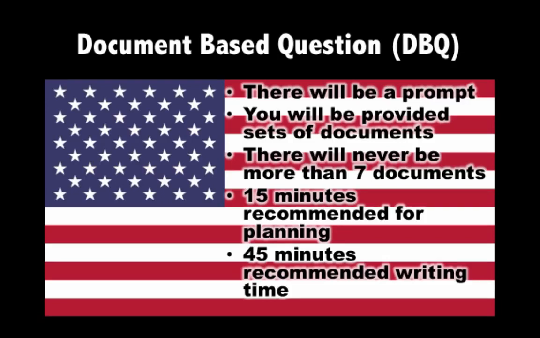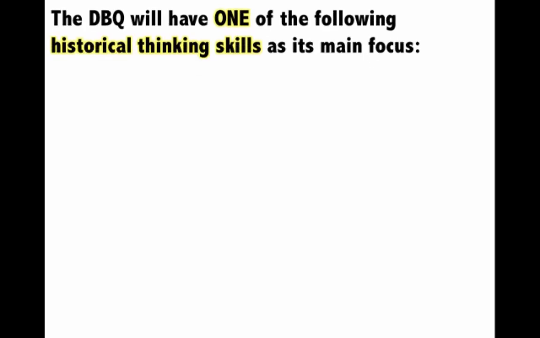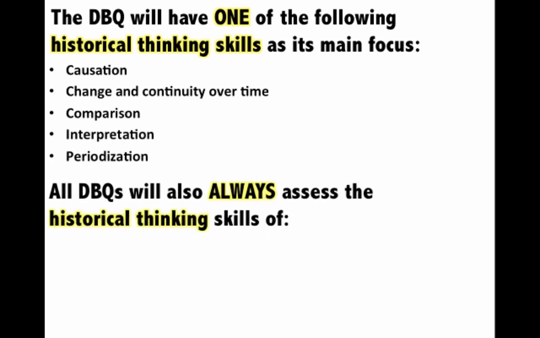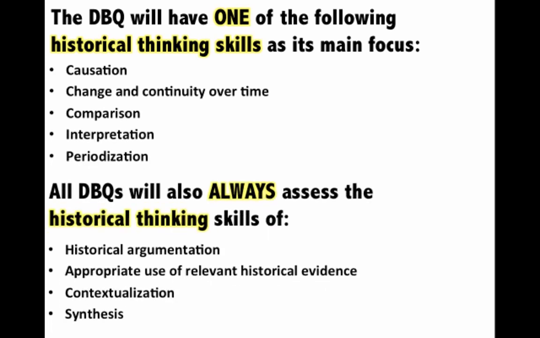Of course, nothing's basic in APUSH. And one of the things you're going to need to demonstrate is your ability, or rather, your historical thinking skills. And one of the big changes is every DBQ will have one of the following historical thinking skills as its main focus. So you may get a question that is featuring the skill of causation.